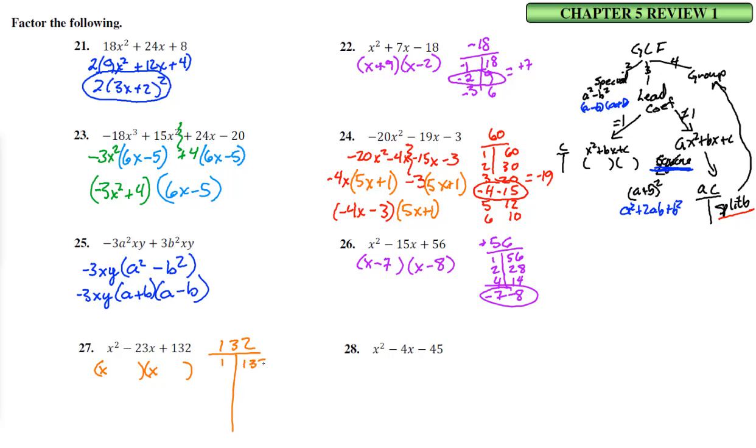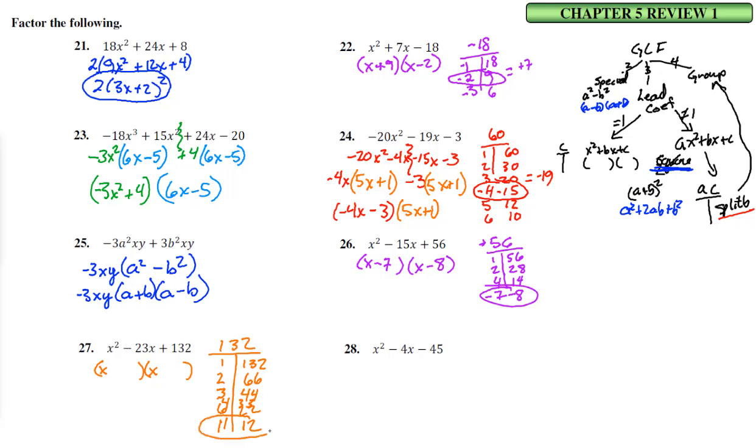1 and 132. 2 and 66. 3 and 44. 5, 6, and 22. 7. Oh, I missed a 4 in there. 4 and 33. 6 and 22. 7, 8. Nope. 9. Nope. 10. Nope. 11 and 12.